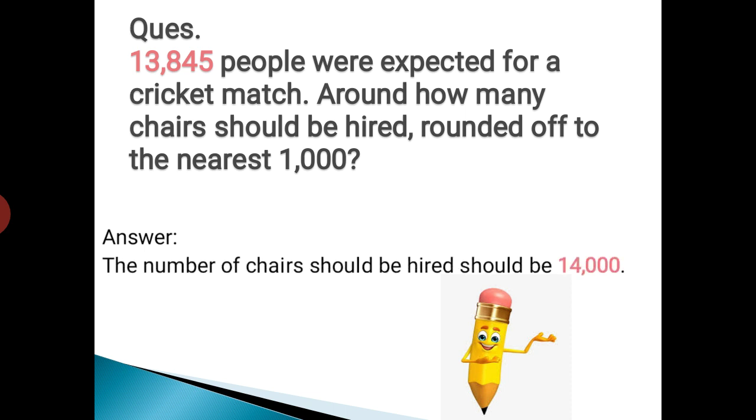So the number of chairs to be hired is 14,000, because, as we have already discussed, 8 is at the hundreds place, and if 8 is at the hundreds place and it is more than 5, we add 1 to the 1,000 place. So instead of 3, we'll be writing 4. That is 3 plus 1 equals 4, and the digits at the ones, tens and hundreds will become 0. So the round off of 13,845 will be 14,000.